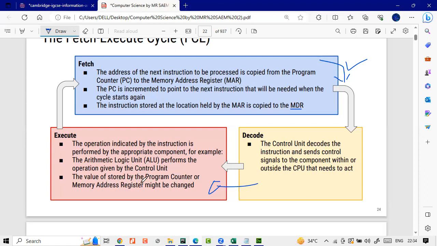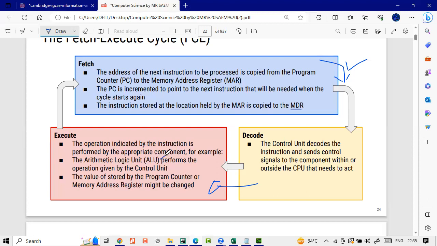The value stored by the program counter or memory address register might be changed. So in execution, we are incrementing the program counter. We are changing the memory address register as well. So that's the way the cycle goes on. We fetch, we decode, and we execute. Execution just means to perform. We're performing all the instructions that will be done by the ALU.